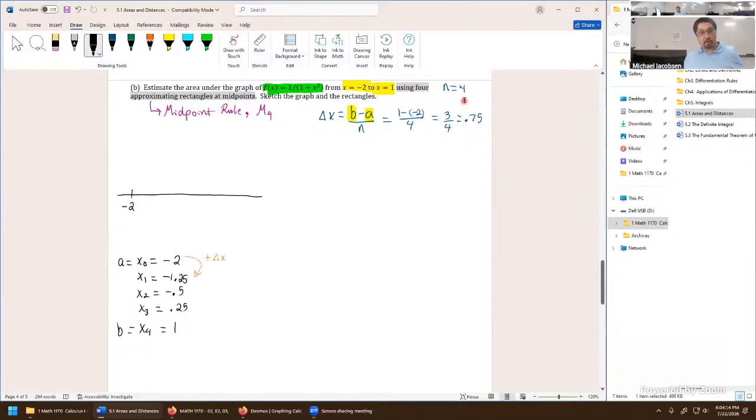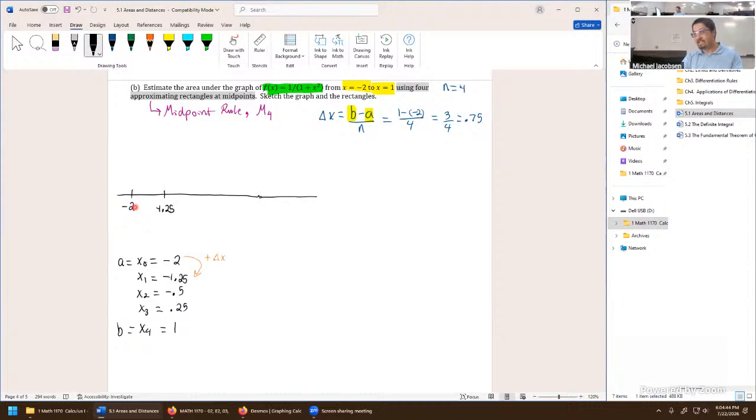So if we're using 4 approximating rectangles, we do expect 5 points. And this time, we're using the midpoints. So in a certain sense, we're going to be really using all 5 because we have to find the average value between x0 and x1, x1 and x2, x2 and x3, and so on. But this gets us started. This is going to allow us to build out the horizontal axis. So let's put in the next points, -1.25.